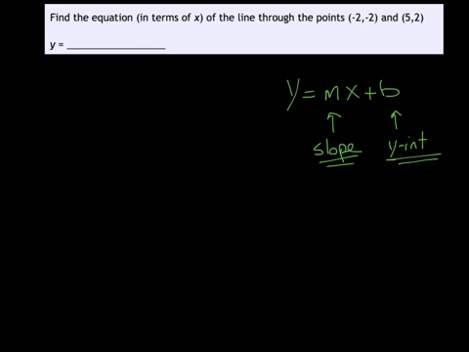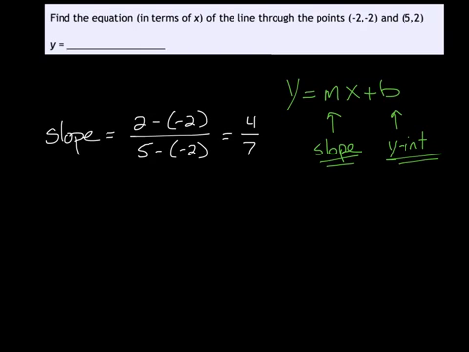And our job is going to be to find these values for m and b. M is the value of the slope. So first we'll take these points and calculate the slope using the slope formula. Here we have these points plugged into the slope formula, subtracting the y values in the numerator and subtracting the x values in the denominator. We get a slope of 4/7.